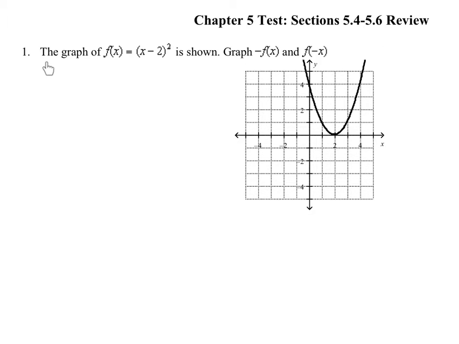Let's go. The graph of f of x equals quantity x minus 2 squared is shown. So here is the graph of x minus 2 quantity squared. They want you to graph negative f of x and f of negative x. So remember, whenever the negative is on the outside of the function, it's going to reflect over the x-axis. When the negative is on the inside of the function, it reflects over the y-axis. So there's two ways to describe that.